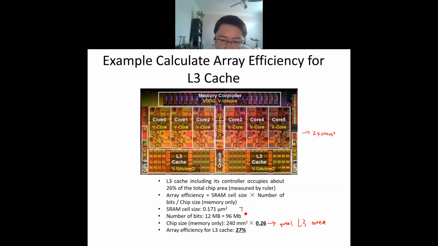If you do the multiplication of those two, you will get the SRAM cell array area. And then you divide this SRAM cell array area by the total L3 area. You will get this 20% array efficiency in this design. Of course, this is an estimation.